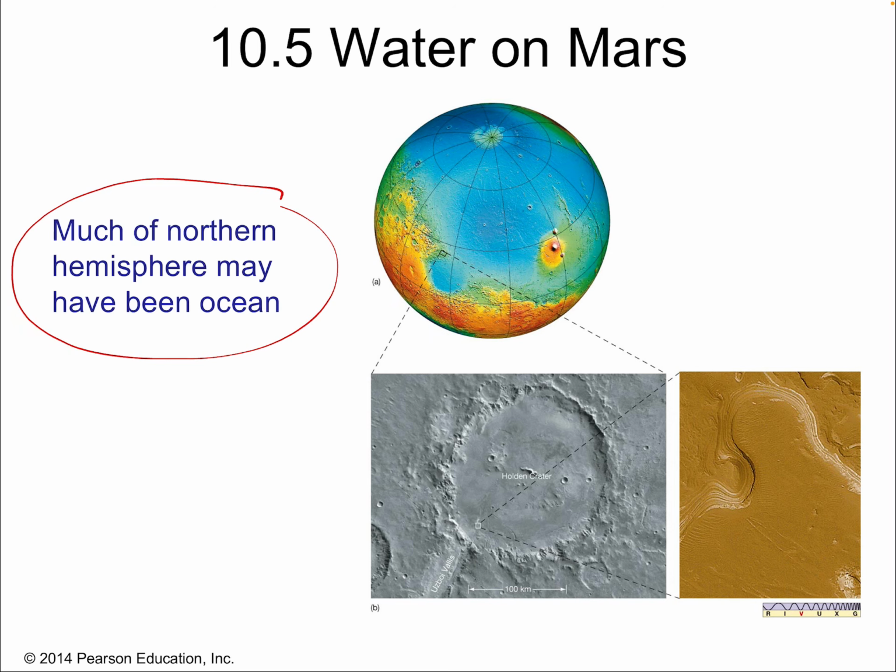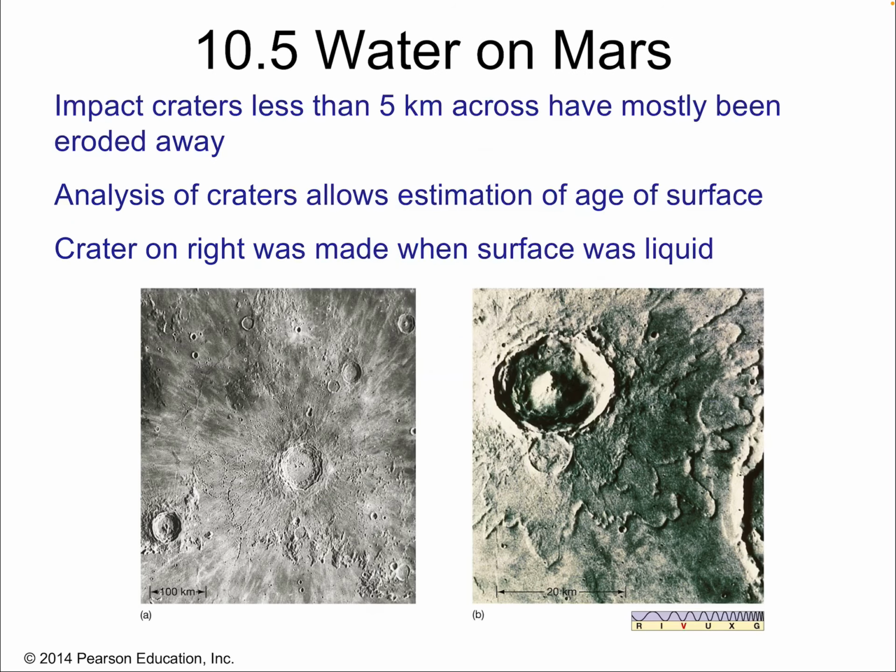All right, we can zoom in on bits of it. Furthermore, impact craters less than 5 kilometers across have mostly been eroded away. So such dramatic erosion in the northern hemisphere, again, a testament to liquid water at some point.